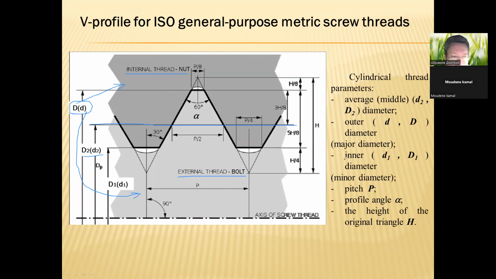And inner diameter, D suffix 1. This line is the inner diameter of the thread connection. It's outer diameter and inner diameter. So we have average or middle diameter, outer diameter, and inner diameter.